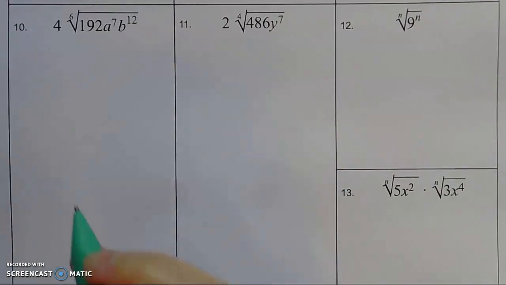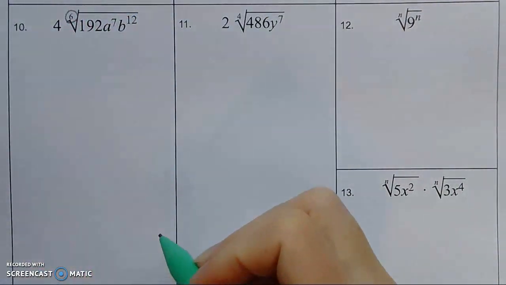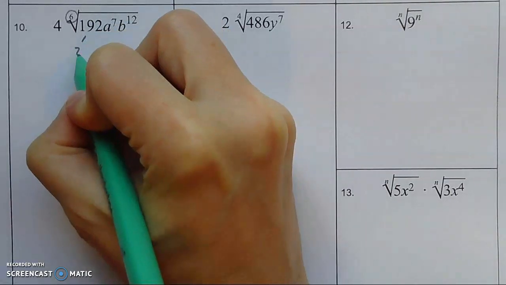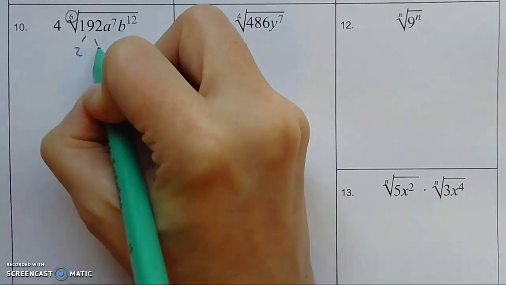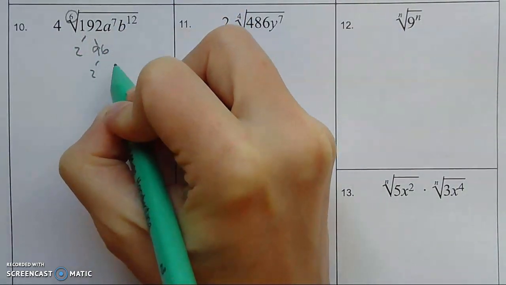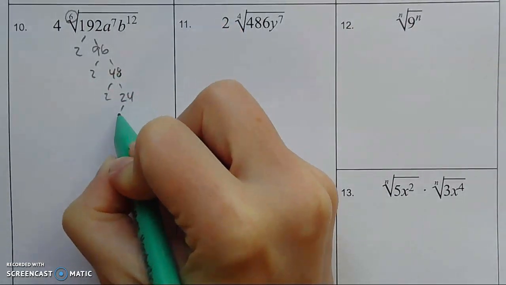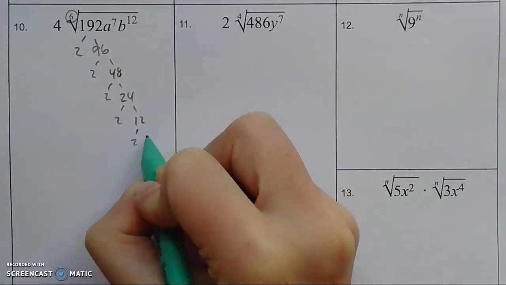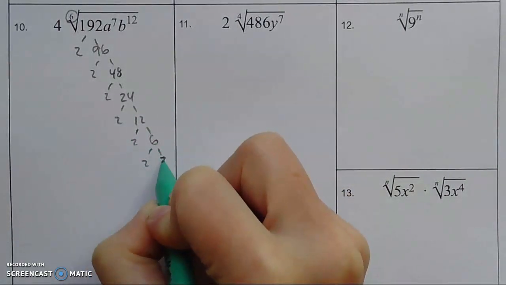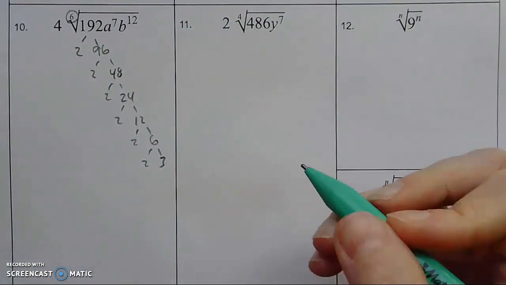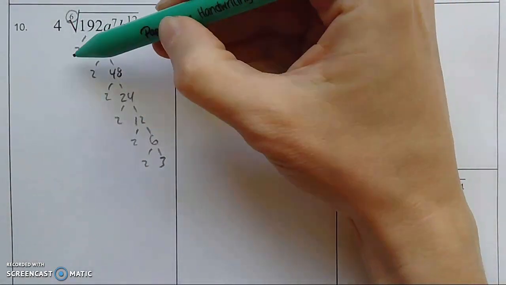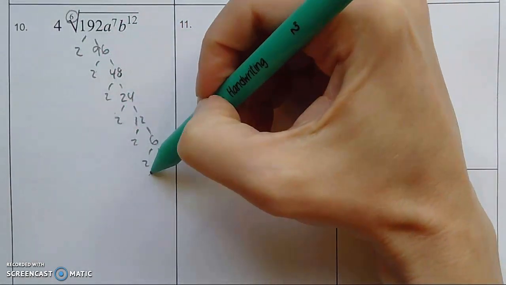All right, our next one is a 6th root, okay? It just means you're going to have to break it down a bunch. Half of 192 is 96. Half of 96 is 48. Half of 48 is 24. Half of 24 is 12. Half of 12 is 6. Half of 6 is 3. Looking for groups of size 6. So 1, 2, 3, 4, 5, 6. So all of my 2's.